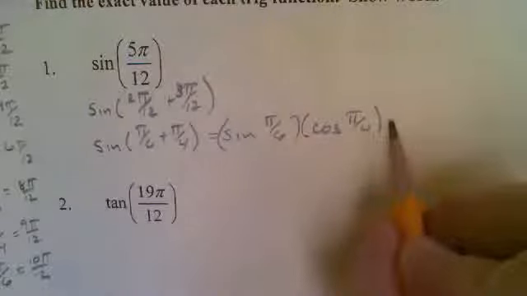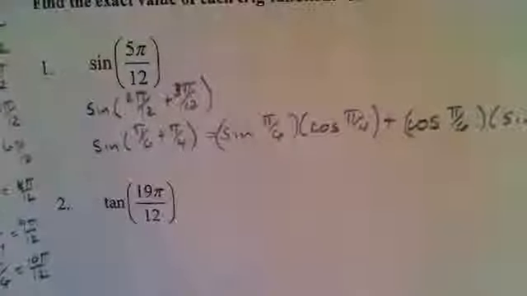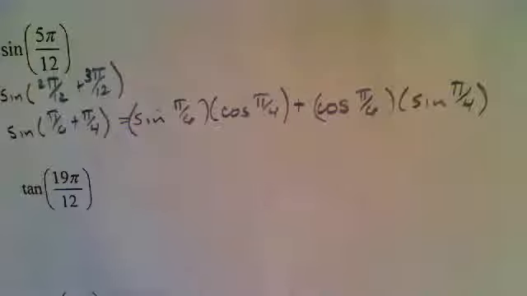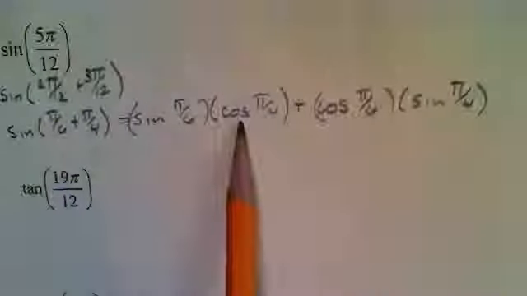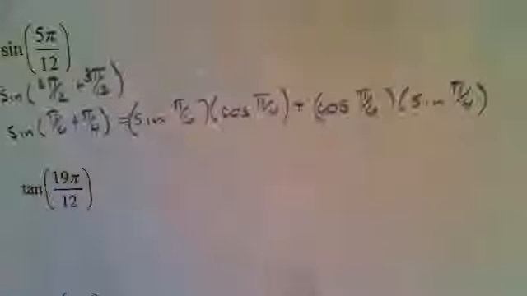We're doing sine, so then it's plus in the formula. Cosine of the first angle and sine of the second angle. So that is my formula. It's just sine of alpha, cosine beta, plus cosine alpha, sine beta. So now we just have to fill these in.